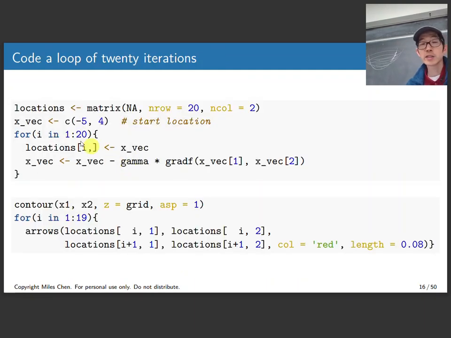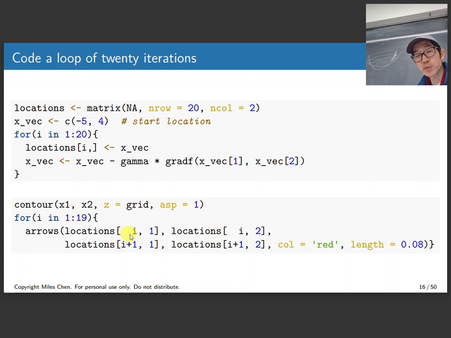I can say for i in 1 through 20, calculate or store our current location into locations row i, and then calculate the next location, which is going to be our current location minus gamma times the gradient, and then store that in locations i here, and then here we're going to plot from rows 1 through 19.